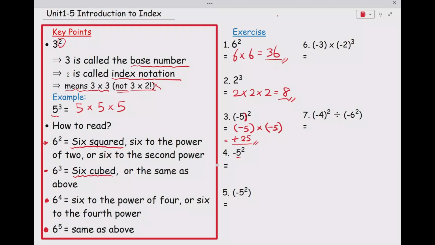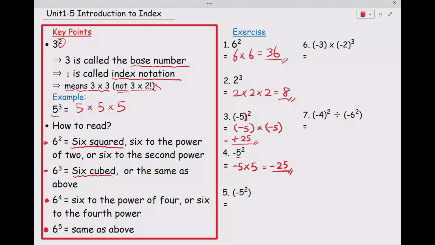The minus sign is not directly touched by the index. So, minus 5 to the second power is minus 5 times 5, since only 5 is directly touched by the index. And therefore, the answer is minus 25. Did you understand the difference from number 3?